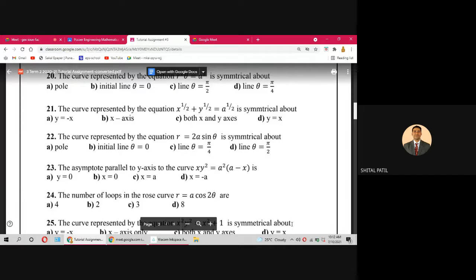Okay. Question number 24. Number of loops for the Rose curve. So write, comparing with, I think many of you might have understood, comparing with r equal to a cos n theta. What is n here? N equal to 2. Even number, and whenever n is even, how many loops are there? Double. So number of loops equal to 2n. That is 2 into 2. That is 4. 4 is the answer.